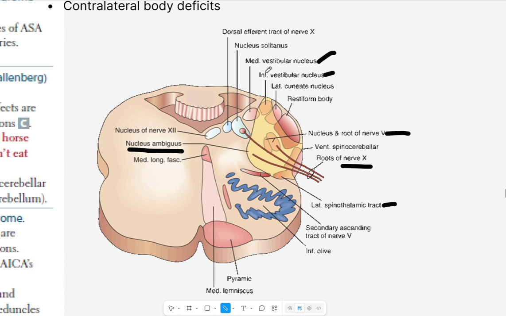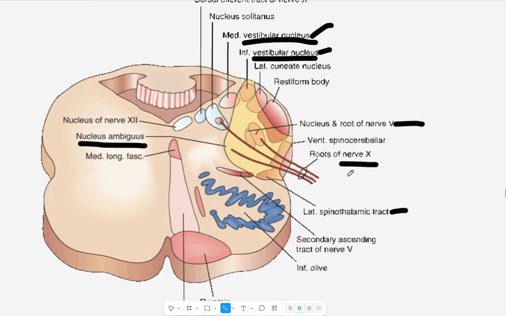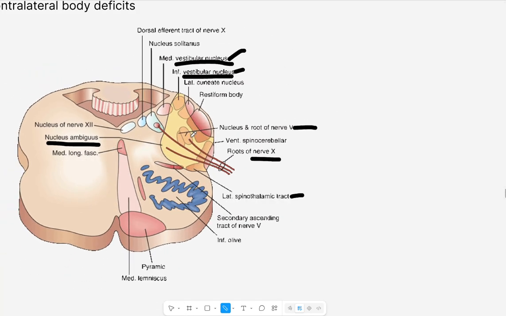So what are we losing? We're losing the vestibular nuclei, right? So this is something you're losing. You're losing the nucleus ambiguus. This entire nucleus ambiguus you're losing. Since you're losing the nucleus ambiguus, you're losing all the fibers that come off of the nucleus ambiguus. So you're losing the fibers that go to the roots of nerve 10, the vagus nerve. All the fibers that the vagus nerve takes from the nucleus ambiguus, you're losing them. You're also losing the nucleus and root of nerve 5. So the trigeminal nerve nucleus and root you're also losing, right?